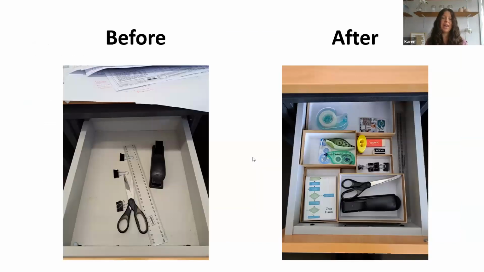This is a little before and after of an office door. You can see from the before photo, it really wasn't being utilised to the best of its ability. But by adding a couple of cardboard boxes, we're really able to corral all of these stationery items together. And you can see that there are similar items placed into the boxes to keep things together.